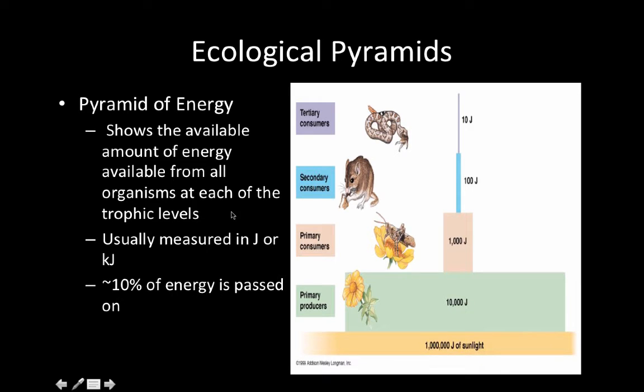Ecological pyramids, like I said, are a way to demonstrate energy at each trophic level. A nice graphic for us. We have three that we're going to talk about, starting with the pyramid of energy. It shows available energy from all organisms at each trophic level. So we just lump them all together. It's not just this type of flower. This is all plants in this ecosystem. All right.